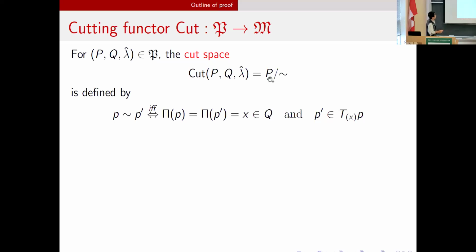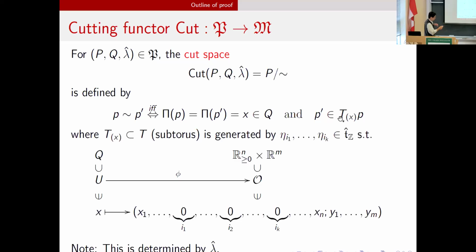If we take two elements of P, say p and p prime, then p and p prime are equivalent if and only if these two conditions hold. The first condition says that p and p prime are in the same fiber. The second condition says that not only are they in the same fiber, but they also lie in the same orbit of T_x. I will define what T_x is. This T_x is a subtorus, which is determined by η_{i1} to η_{ik}. Actually, η_{i1} to η_{ik} are determined by the unimodular labeling.